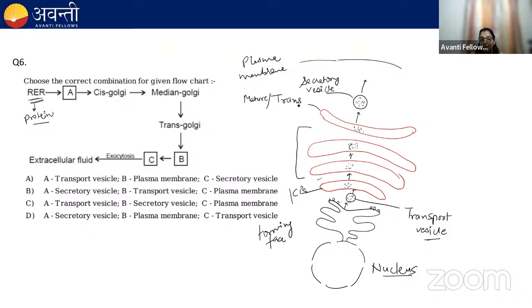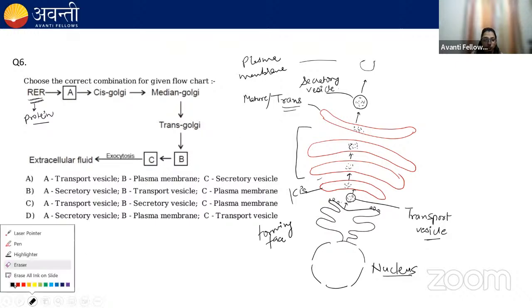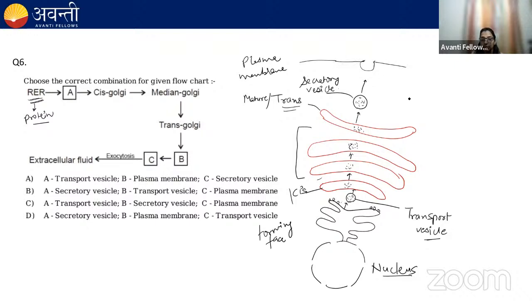Now the vesicle which buds out from the trans face of the Golgi containing the modified protein is the secretory vesicle. This vesicle will fuse with the plasma membrane, and all the material present in this secretory vesicle will be released out. This is known as exocytosis. Exo means outside. Okay.